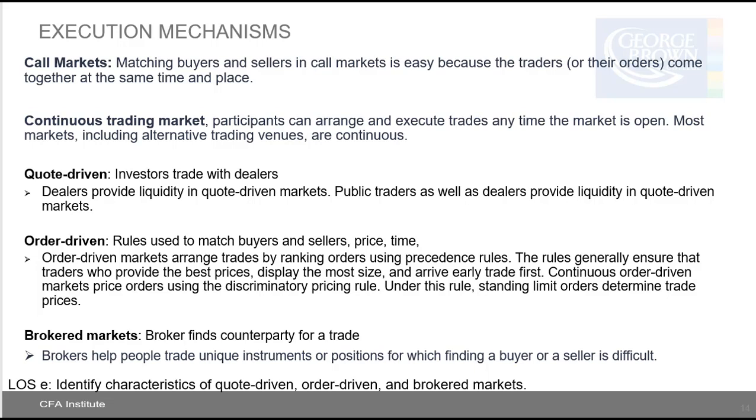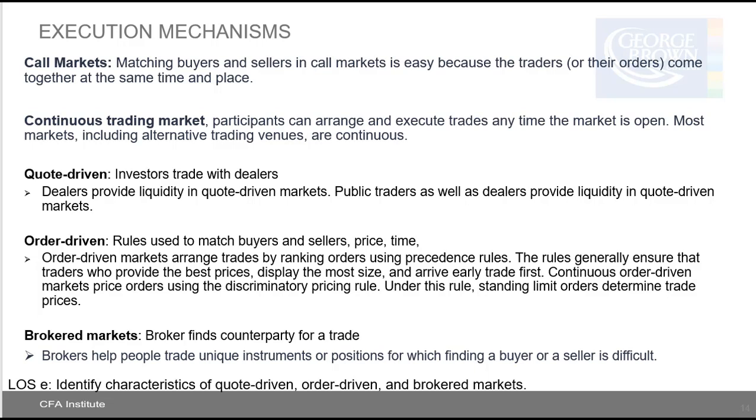In a call market, participants can arrange trades only when the market is called, which is usually once a day. In contrast, in a continuous trading market, participants can arrange and execute trades anytime the market is open. Most markets, including alternative trading venues or alternative trading systems, are continuous.